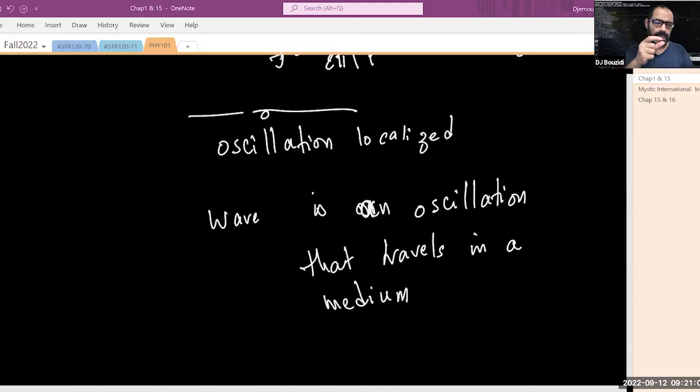In this case, the disturbance is traveling, but the parts of the air are not, at least not along the medium. What is going on is that the motion is just localized, but that localized motion is traveling throughout the medium. So this is one distinction that needs to be made between waves and oscillations. Okay, so those are the differences between them.